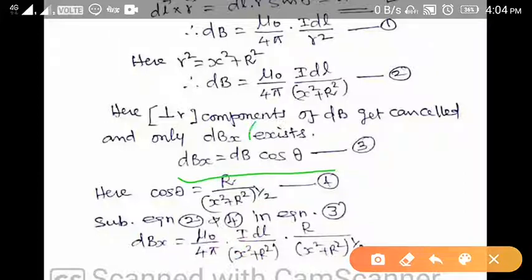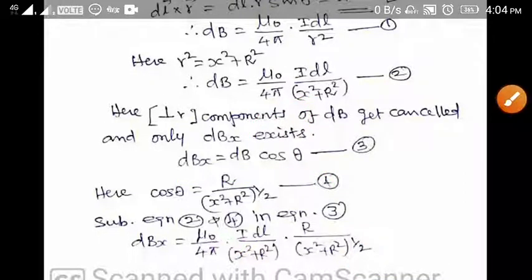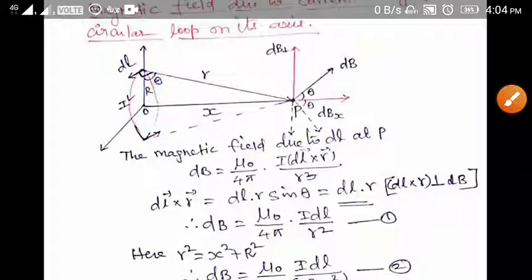Now dB we already have from equation 2, and we have to calculate cos theta. So take cos theta in the triangle OPdl.